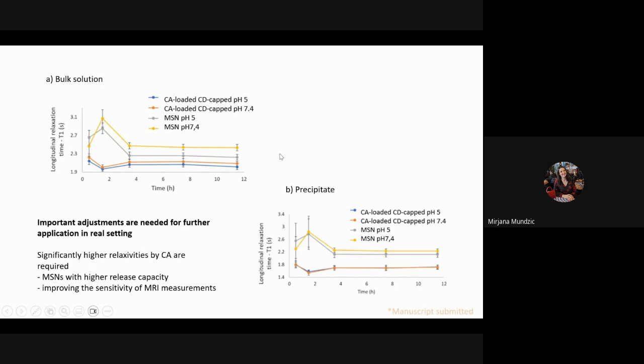Anyway, very important adjustments are needed for further applications in real settings. And what we are looking for is significantly higher relaxivities of contrast agents. Because of that, we will continue working on the synthesis of the MSNs with a higher release capacity. And we should definitely improve the sensitivity of MRI measurements in the future.